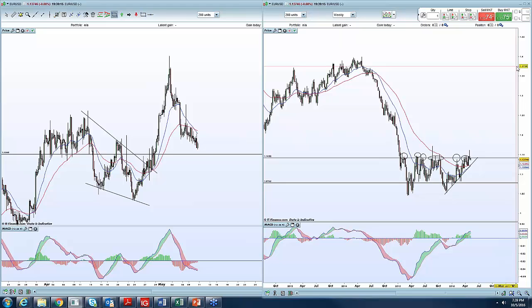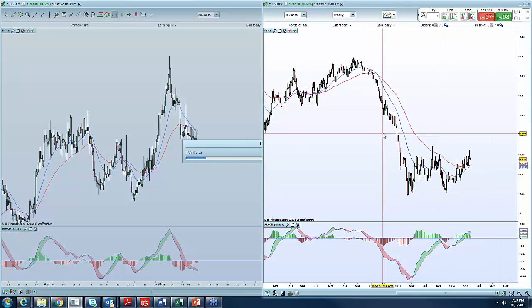Okay, so this is, oh, Lenny got dollar yen. Okay, cool. Let me just start with dollar yen first then, since Lenny asked for it.